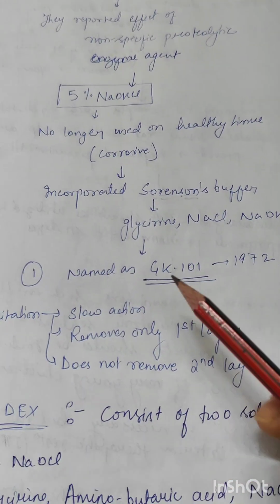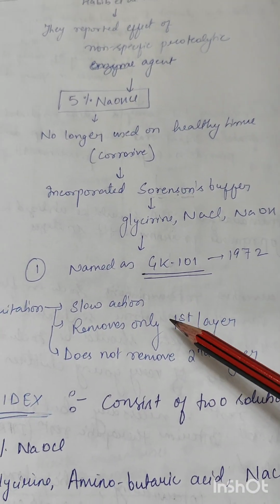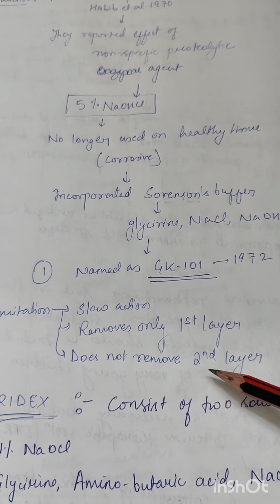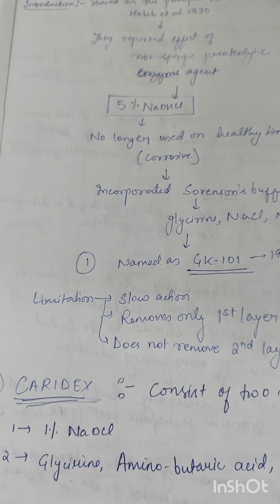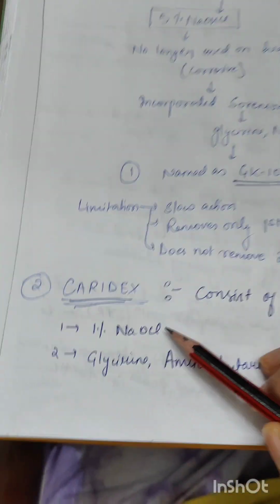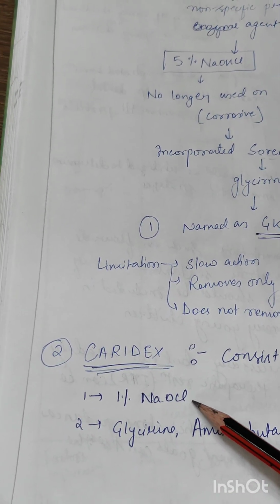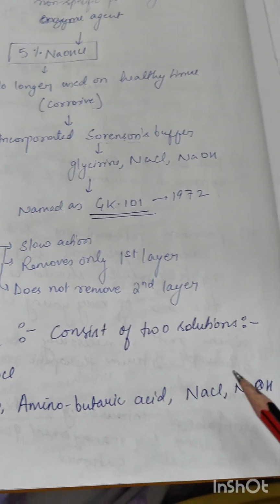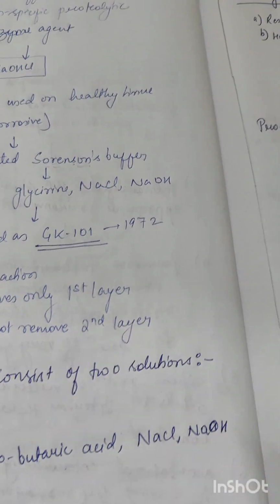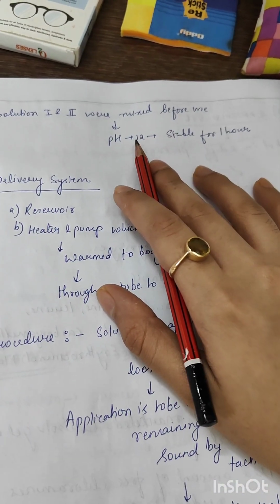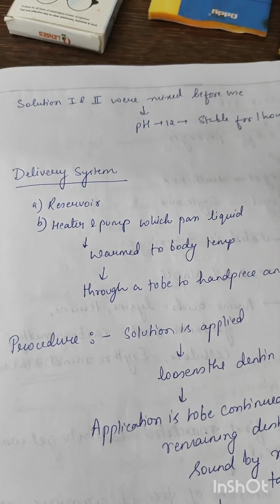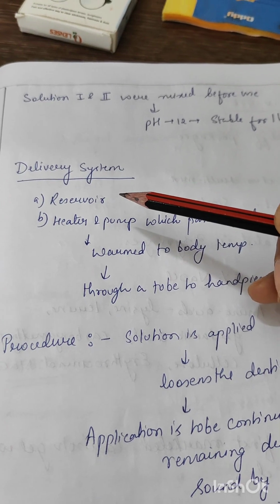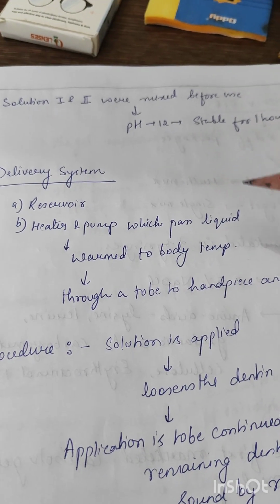But this GK101 had certain limitations, as it was slow in action. It removed only the first layer and did not remove the second layer. So after that, Caridex was introduced. It consists of two solutions. Solution 1 has 1% sodium hypochlorite, and solution 2 contains glycerin, aminobutyric acid, sodium chloride, and sodium hydroxide. Solution 1 and 2 were mixed, and a stable pH of 12 was formed.